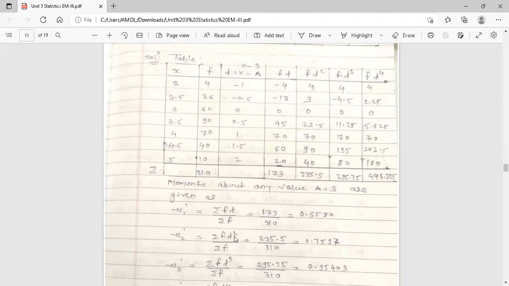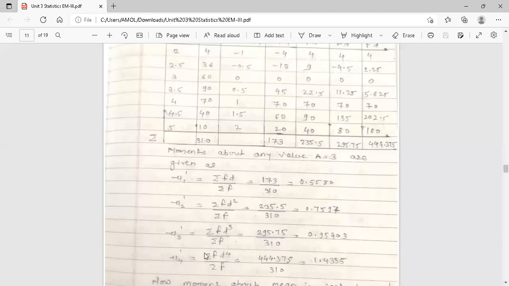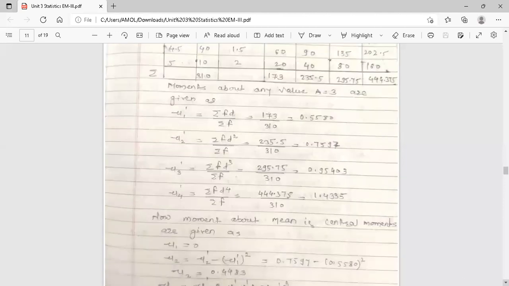Mu2 dash is summation F D square upon summation F. Put here the values and simplify it. The calculated value is 0.7597. Then you find mu3 dash, which is summation F D cube upon summation F. Put here the values from the table and you will get the value of mu3 dash. Similarly, mu4 dash is summation F D raised to 4 upon summation F. Put here the values and the calculated value is 1.4335. So these are the first 4 raw moments about the value 3.